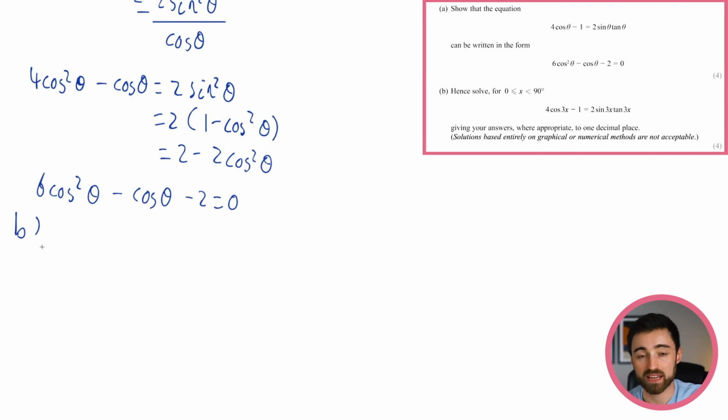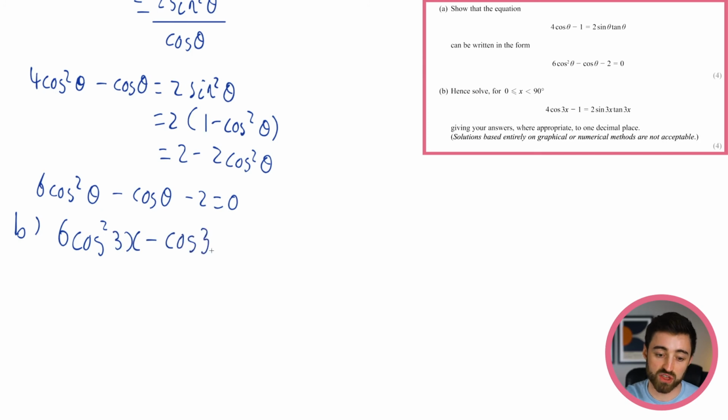So I really want you to be careful about this. The first thing we know, by the way, is that for part A, this applied to any theta, okay? So we can basically say for part B that this equation that we have in part B, 4 cos of 3x minus 1, all of that stuff, can be written in the form 6 cos squared 3x minus cos 3x minus 2 equals 0, can't we? Because, again, we've showed that, that applies to theta, it therefore applies to x or 3x or whatever. Sick. Okay, so we can kind of solve this, but I want to be careful here. X is between 0 and 90, but the variable I'm actually caring about here is like 3x, right?